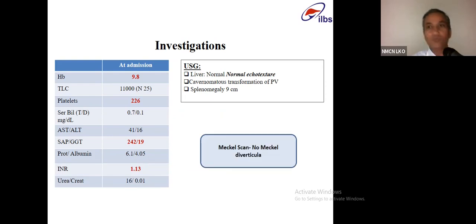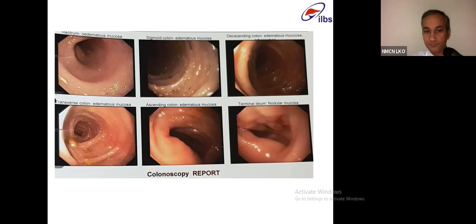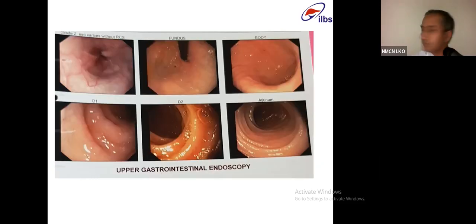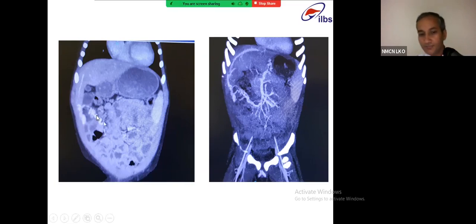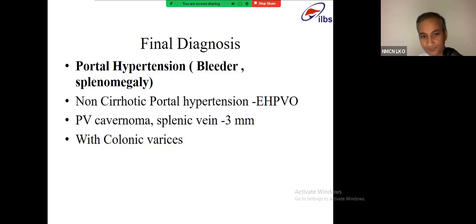Meckel's scan was also done because he had multiple bleeding episodes which were more likely to be lower GI rather than upper. Meckel's scan was also negative. These were the colonoscopy and upper GI pictures, which showed just small esophageal varices without any red color signs. Subsequently, CT angiography was done, which revealed ectopic varices in the region of the hepatic flexure, but nothing was found on the colonoscopy. So this patient had colonic varices.